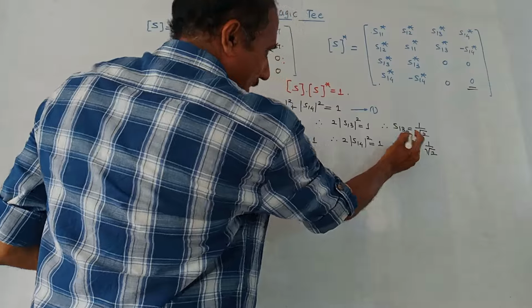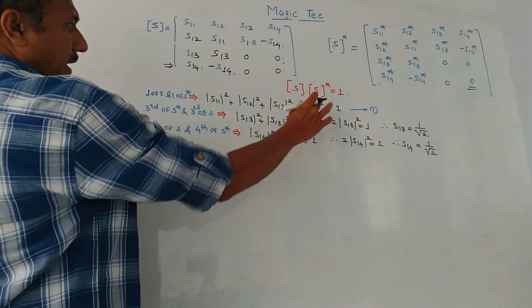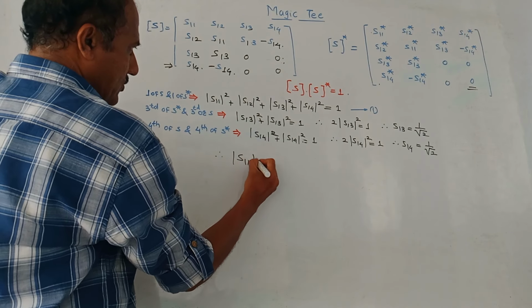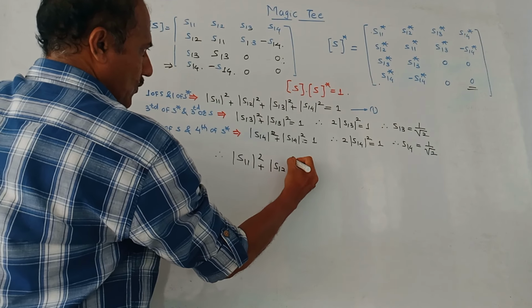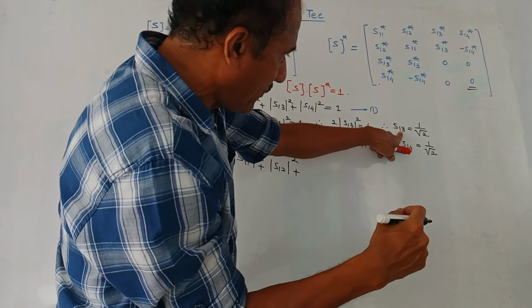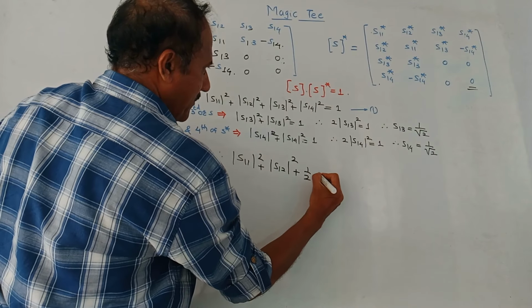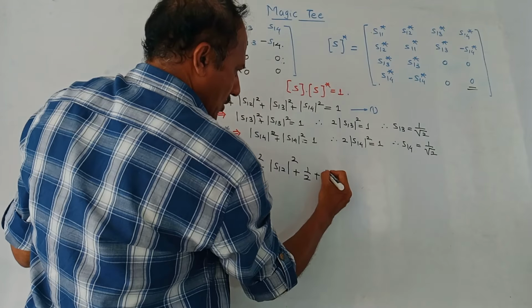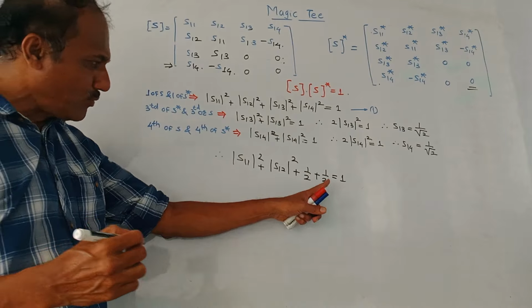Put these values, S13 is equal to 1 by root 2, S14 is equal to 1 by root 2, in equation 1. Therefore, I will get mod of S11 squared plus mod of S12 squared plus, see, this is mod of S13 squared, and we have S13 is 1 by root 2. Its square we have to take, so it becomes 1 half, plus mod of S14 squared, we have S14 is 1 by root 2, so it is 1 half, is equal to 1. This 1 half plus 1 half becomes 1.